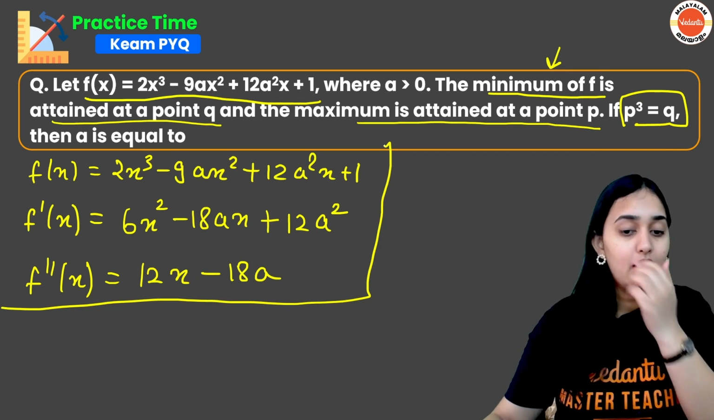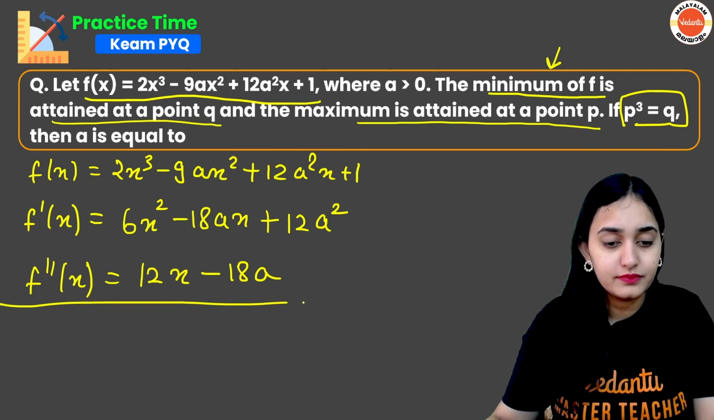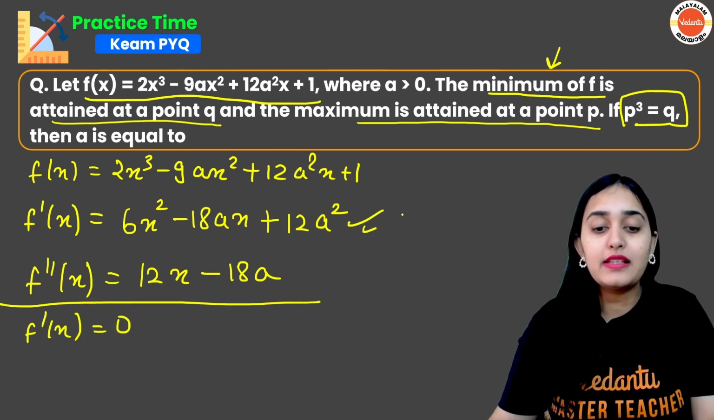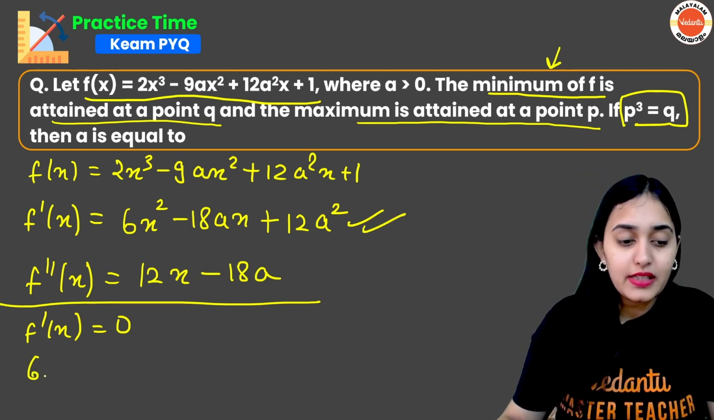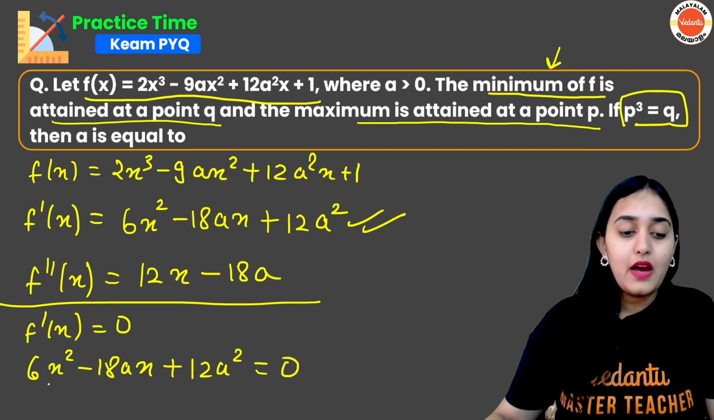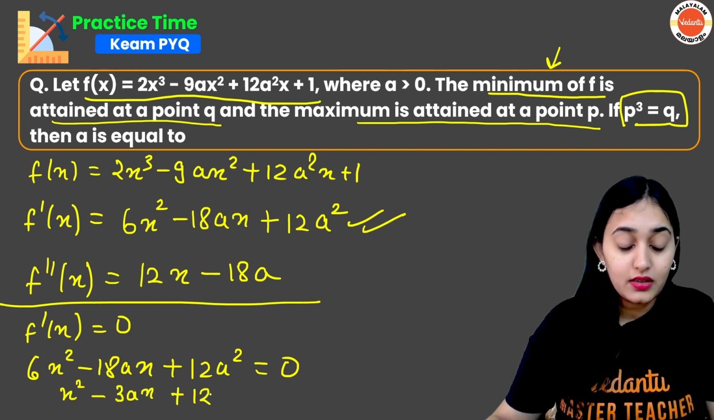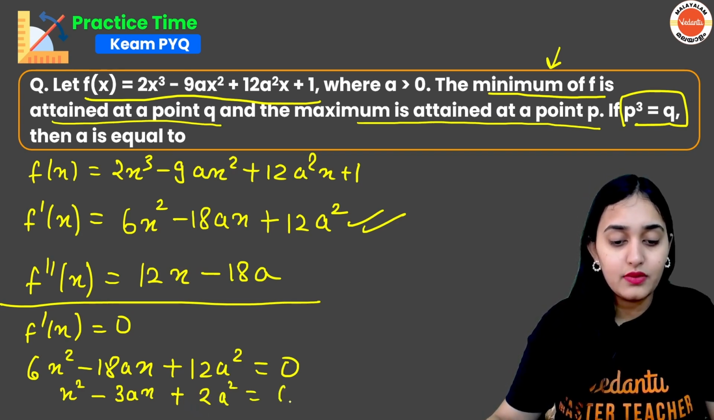Now let's do one thing. We will take f dash of x equal to 0. Let's put this as 0 to get my critical points. So 6x square minus 18ax plus 12a square is equal to 0. Now here 6 is taken out common. So x square minus 3ax, since 6 3s are 18, plus 2a square, since 6 2s are 12, is equal to 0.